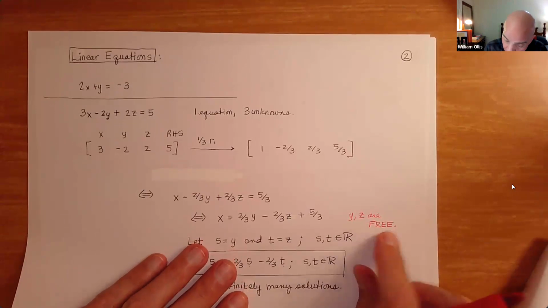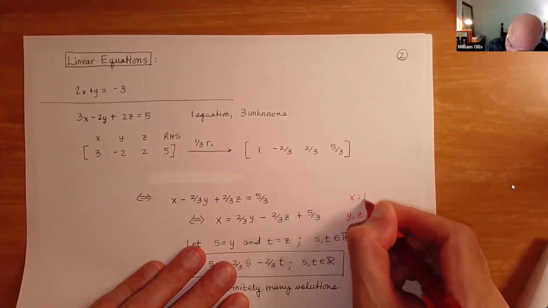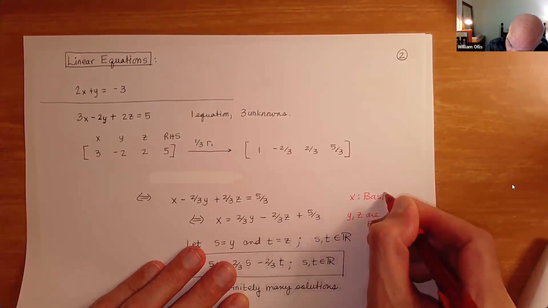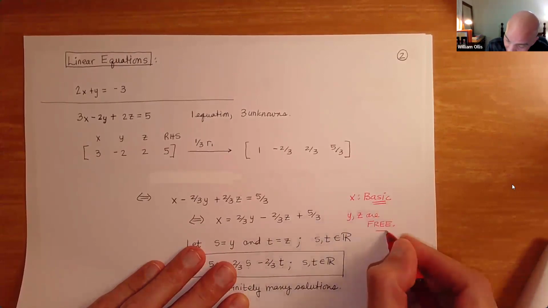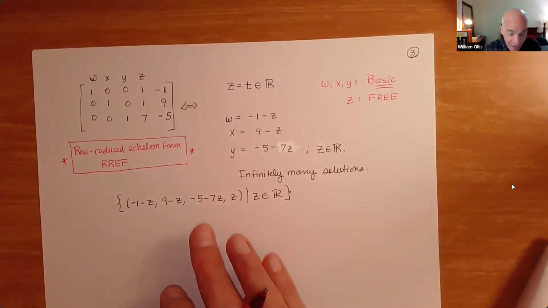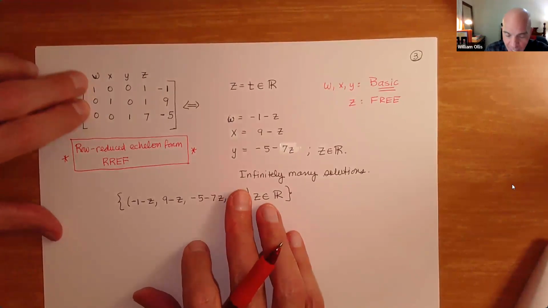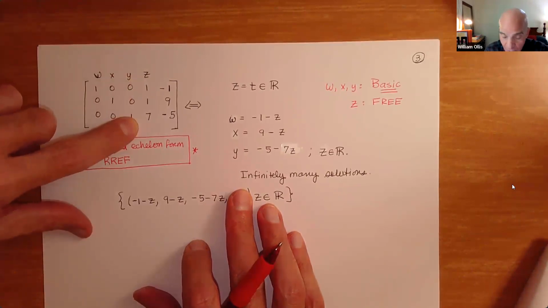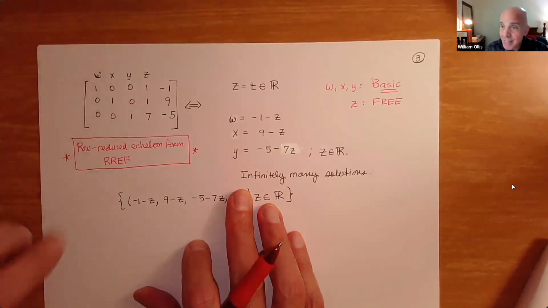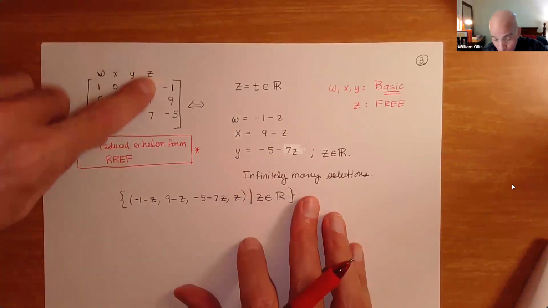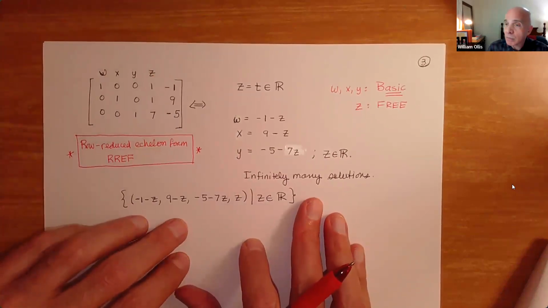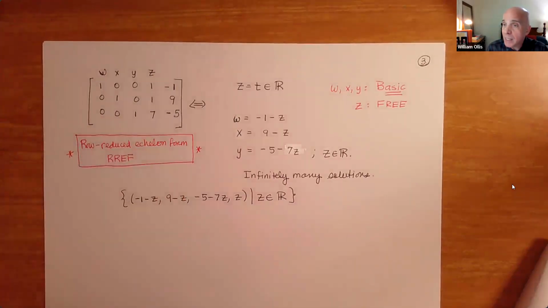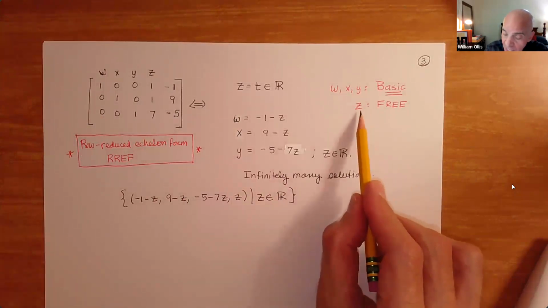The Y and Z are free, but X is basic. I was focusing so much on the free, I'll go back now and include the basic. So now we see that if we have a leading one associated with the particular variable in the column with which it is associated, we term that variable basic. And then, of course, poor Z doesn't have a leading one. It has ones in it, but they're not leading ones. And so in this particular case, what we see is that Z is the parameter.